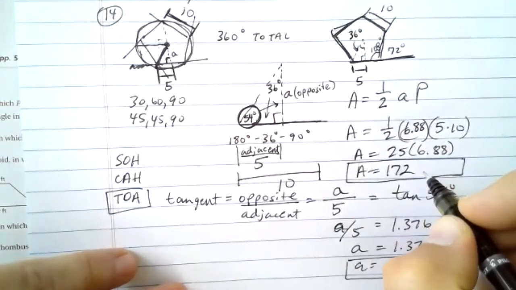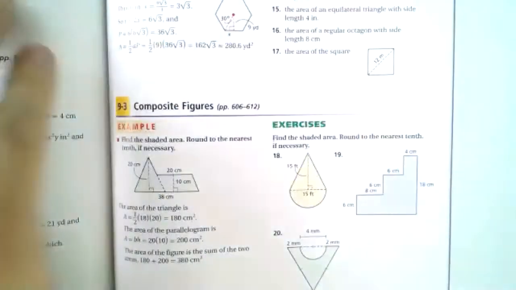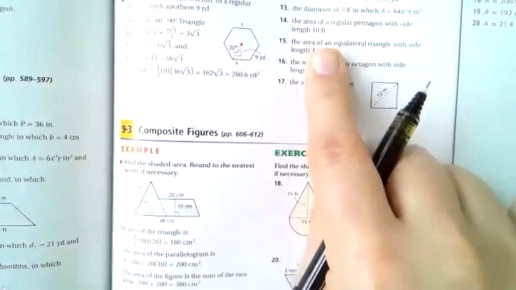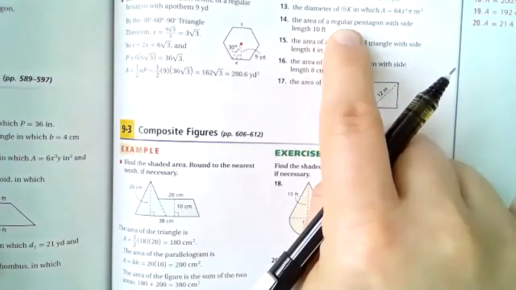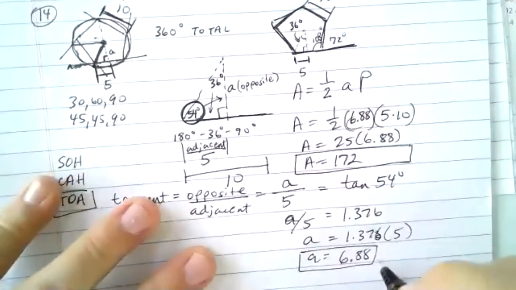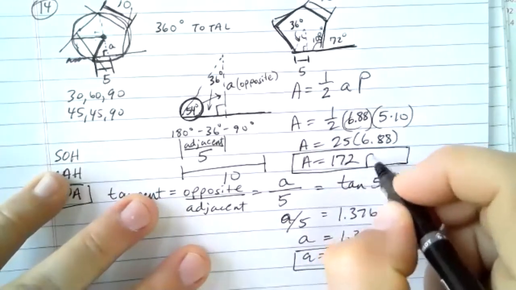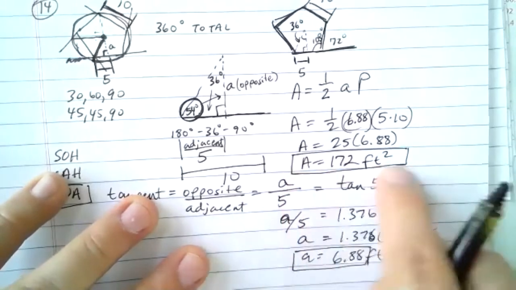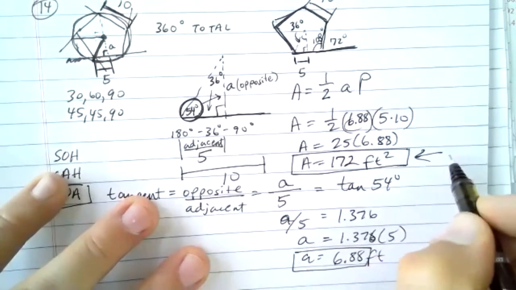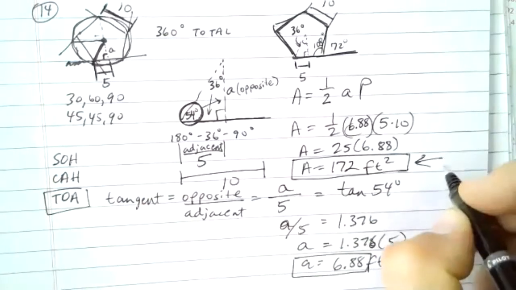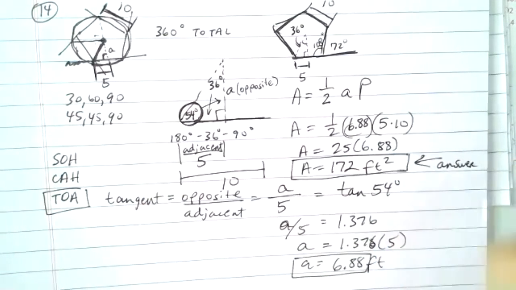Let's see, what were our units? Let's go back to our original problem. Our original problem was in feet: the area of the regular pentagon with side length 10 feet. So the apothem is going to be 6.88 feet. The area is going to be feet squared. And so the final answer is, I'm going to write answer here, and I'm going to leave it.